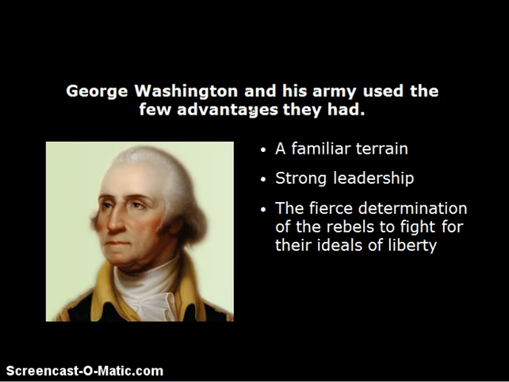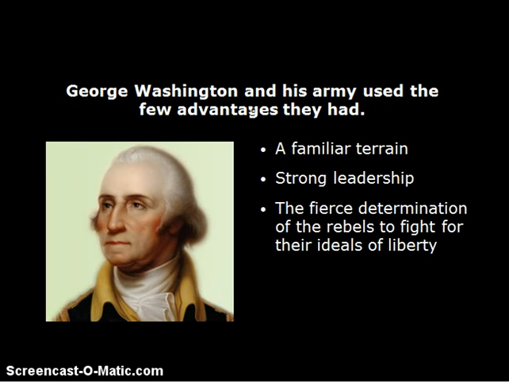However, George Washington figured out a few advantages that he could exploit in order to help the Americans. They were fighting on familiar terrain. Home court advantage is a good way to look at that. In a football game, basketball game, whatever it is, they were fighting at home. They had really good leaders. He picked good leaders to be under him.